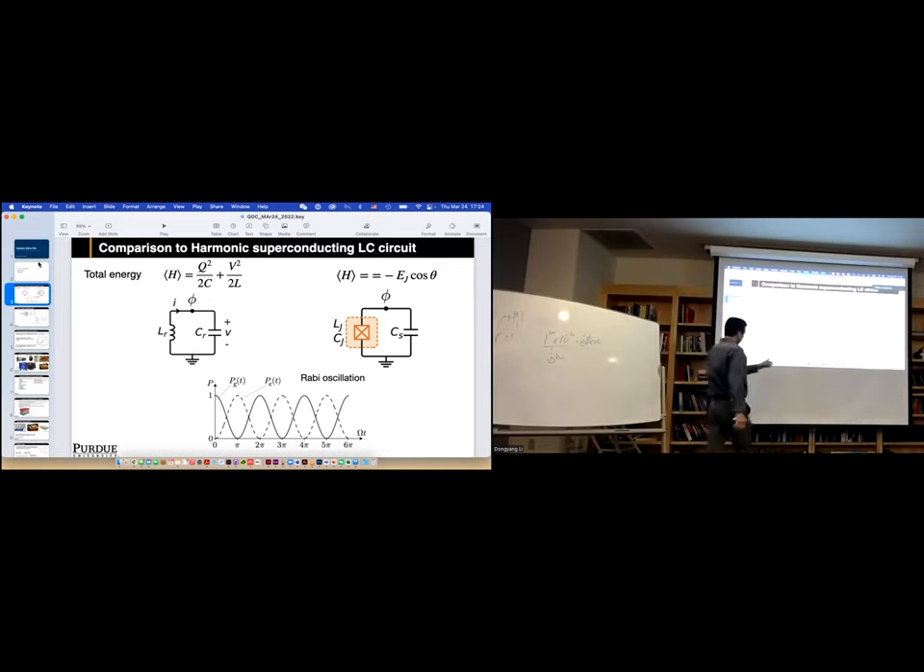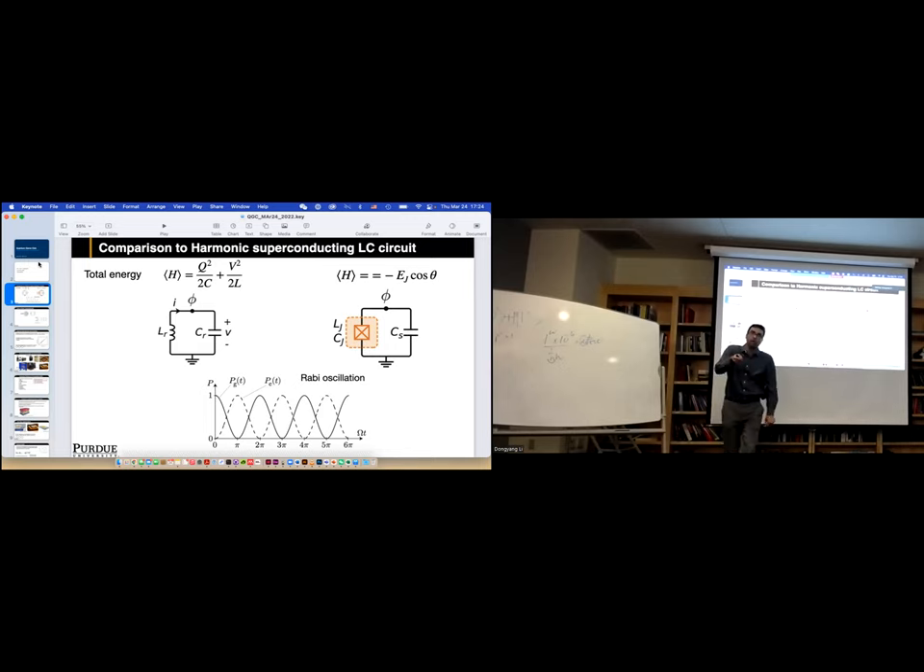If I always sit here and ask, where is my electron? I say, I don't know, it's somewhere, it's there or there. But you ask, no, I really need to know where is the electron. You can't tell me it's either there or there. Go and measure it, find out, is it there or there?